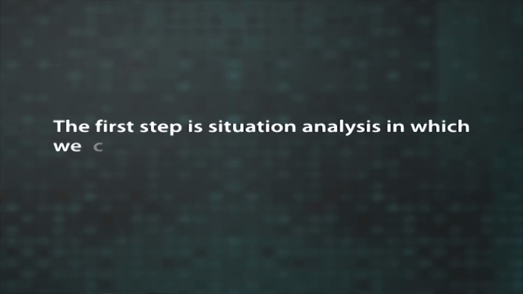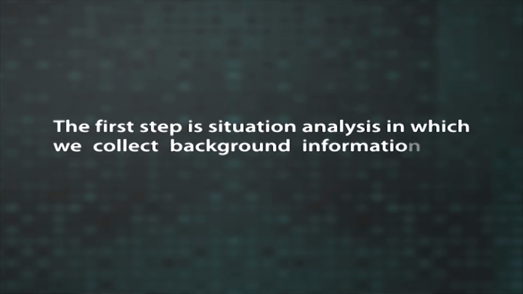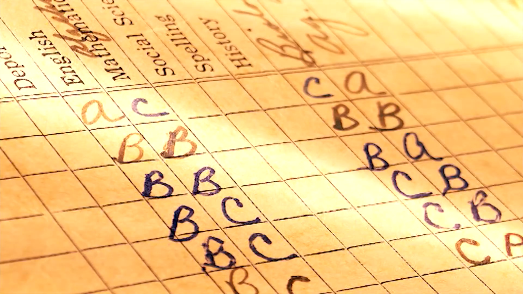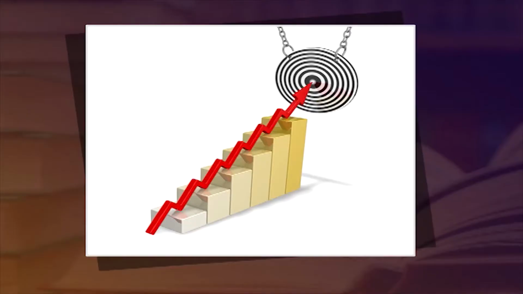They are: step 1. The first step is situation analysis, in which we collect background information and establish the parameters. In education evaluation, teachers analyze the cumulative records and gather information regarding the capabilities, limitations, strengths and weaknesses of their students. The academic history of students is also analyzed in this step. Such an analysis will help teachers to set realistic objectives and goals.